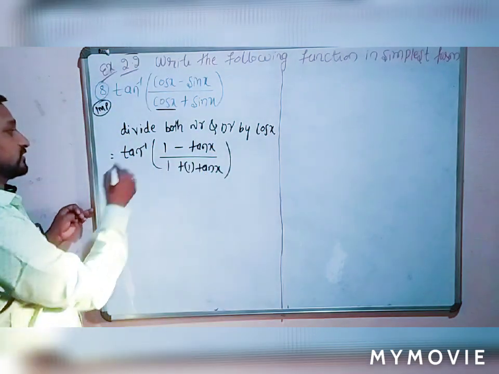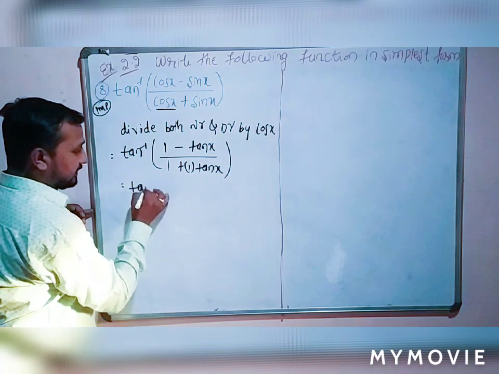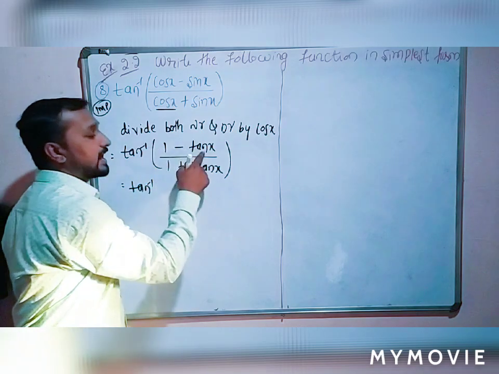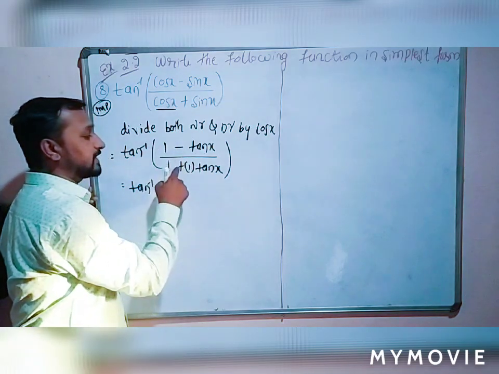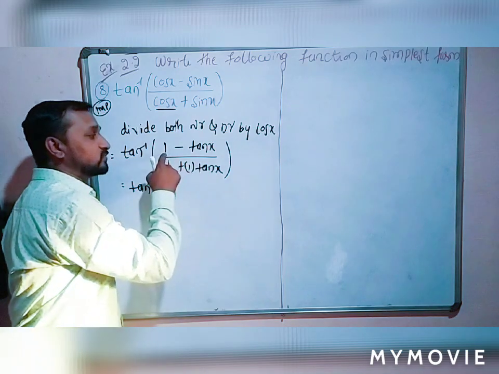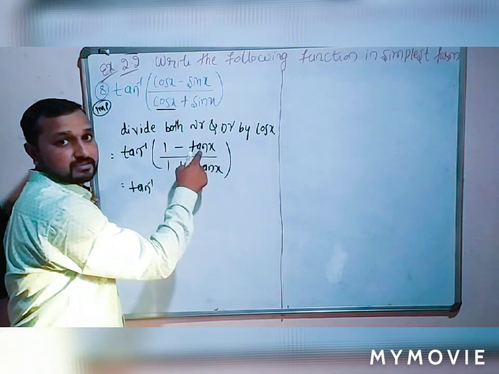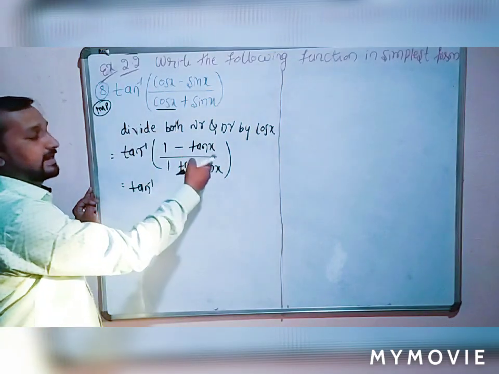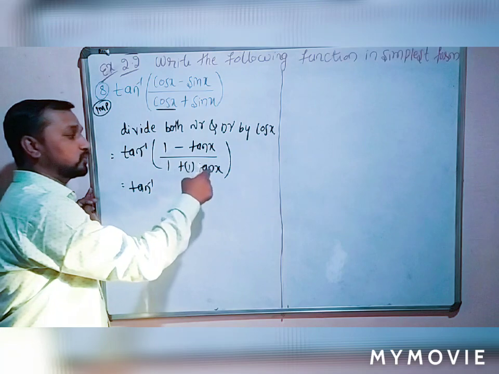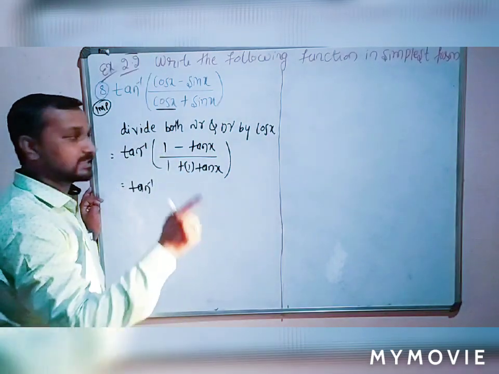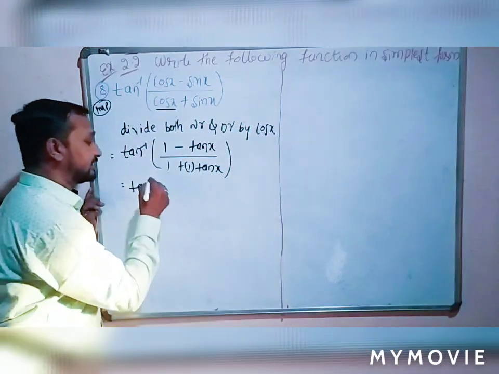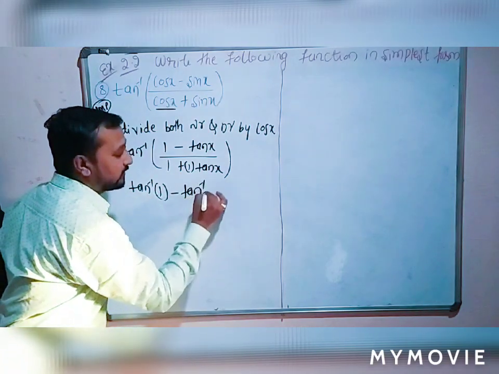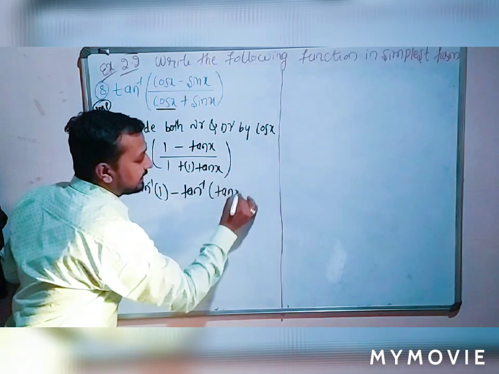So what is your formula? Tan inverse of x minus y divided by 1 plus x into y. What is your x? It is 1. Your y is tan x. So apply that formula. Tan inverse of x minus y divided by 1 plus x into y is equal to tan inverse of x minus tan inverse of y. Tan inverse of x is 1, minus tan inverse of y. What is your y? Tan x.